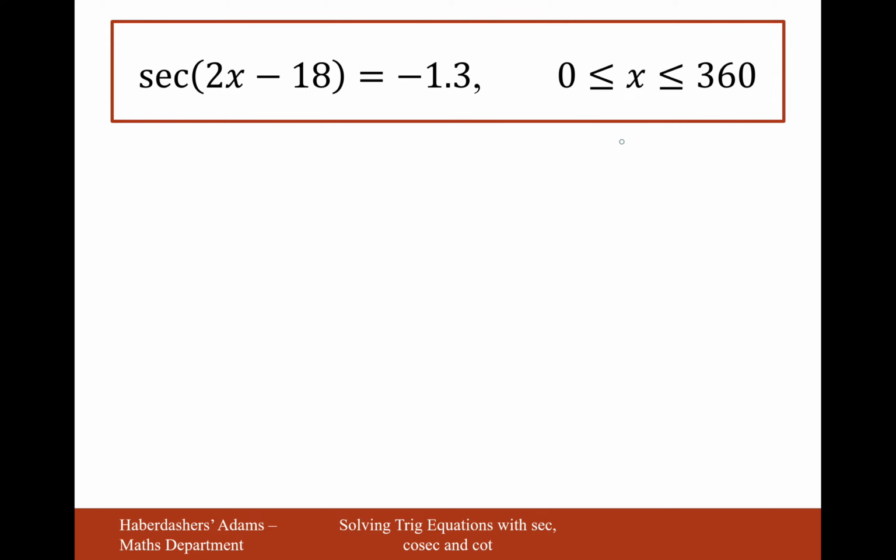So I'll double it first, so 2x. Double of 0 is 0. Double of 360 is 720. And then I'll take away 18, so it'll be minus 18, 2x minus 18, and that'll be 702 on this side here. Lovely. Just because I don't really want to write out 2x minus 18 every time, I'm going to replace this with the letter y.